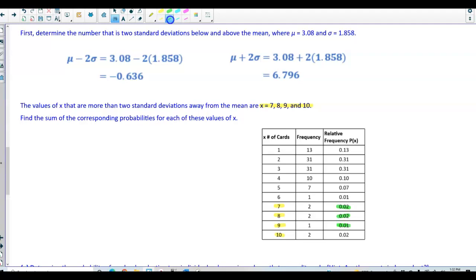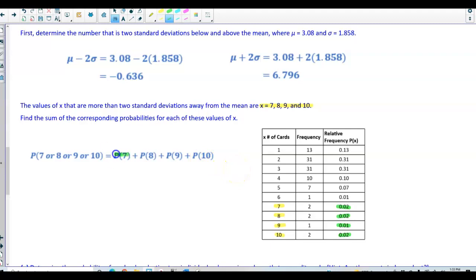And what's the probability of 10? 0.02. So now we want to find the sum of the corresponding probabilities for each of these values of x. So what we're doing is we're finding the probability of 7 or 8 or 9 or 10, which is equal to the probability of 7 plus the probability of 8 plus the probability of 9 plus the probability of 10.